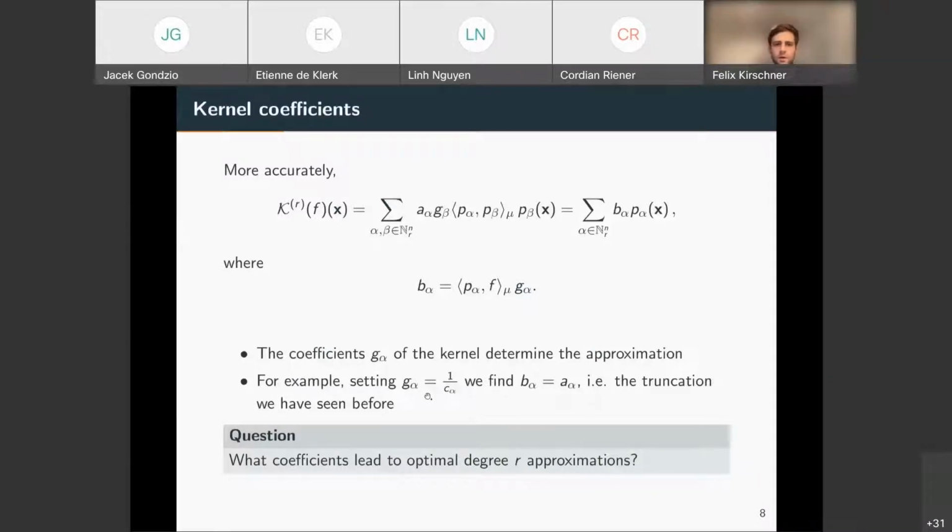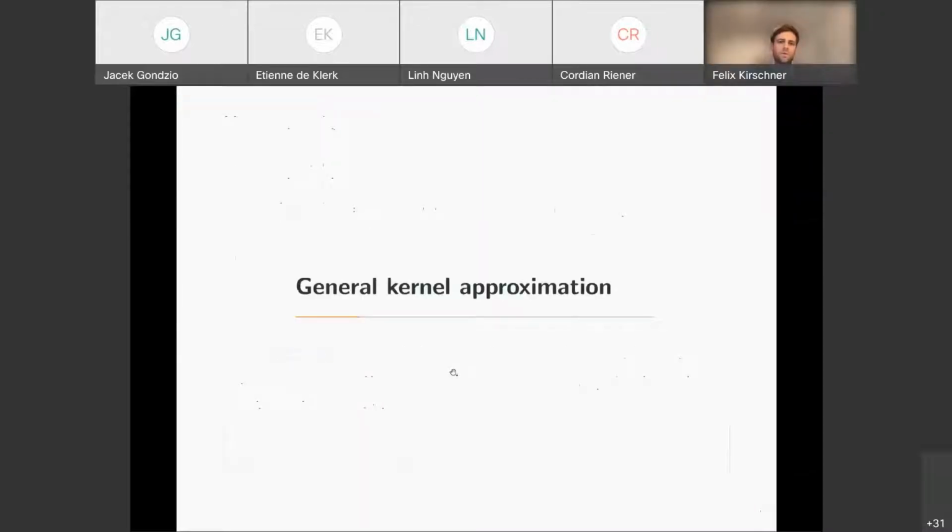So at least the mapping that sends a function to its truncation is part of the set of functions that we're considering. We know it's not the best one, but it is contained in that set. But now the question is, if we know this does not lead to the best approximation, what does lead to optimal degree r approximations? And for this, we get to the next section of this talk, which is general kernel approximation.